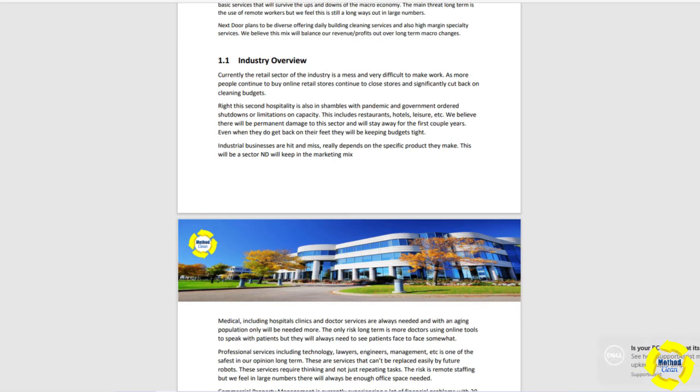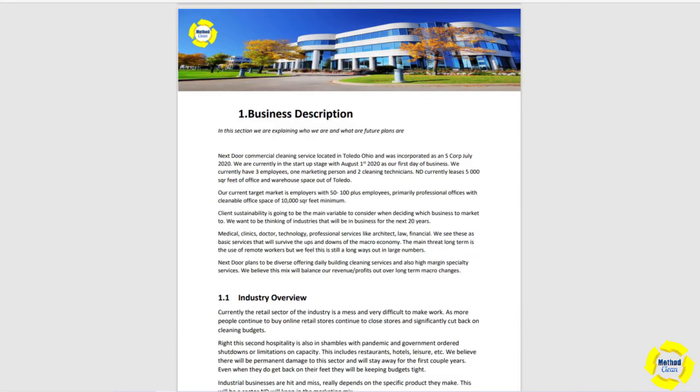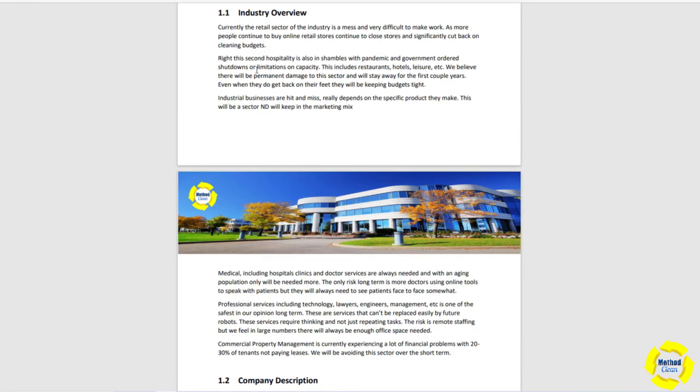And so the next section is going to be an industry overview. So we have our 6 sections, and then we have our subsections under each one that go into more detail. And you may decide to go more detail or less detail. Currently, the retail sector of the industry. So this is like your opinion of the industry as a whole.